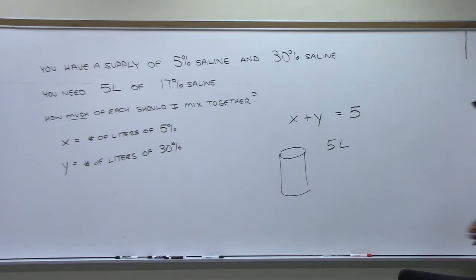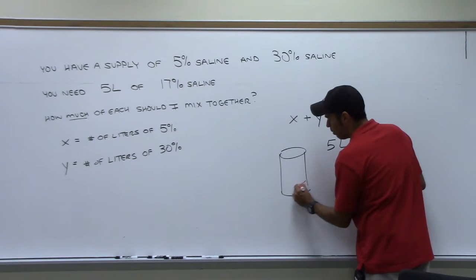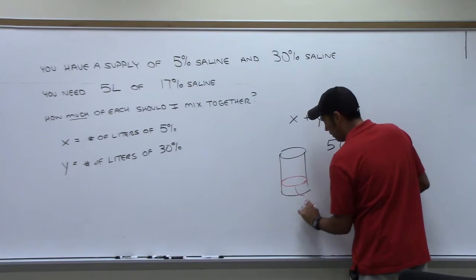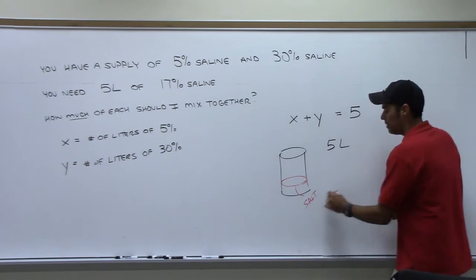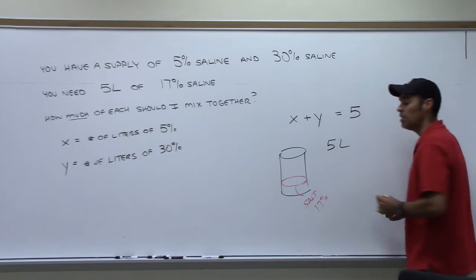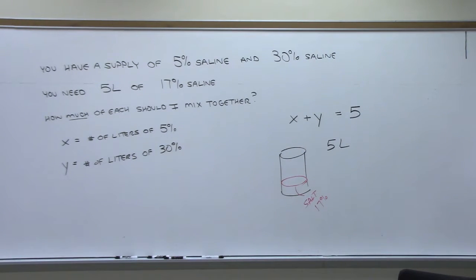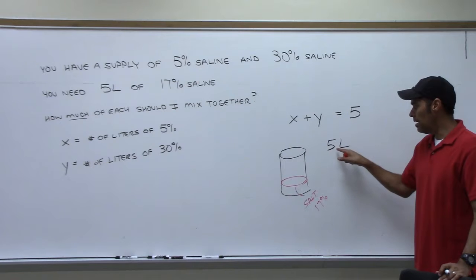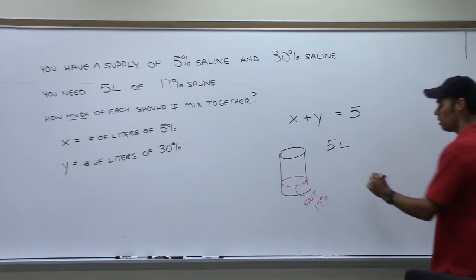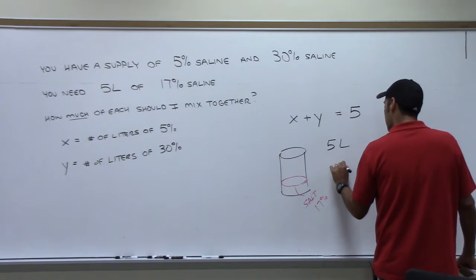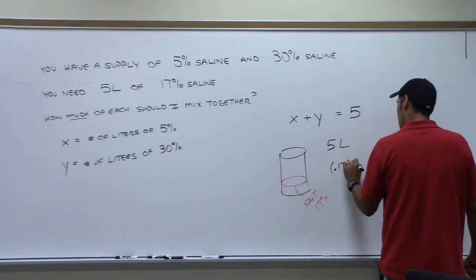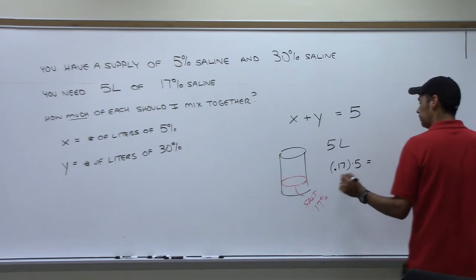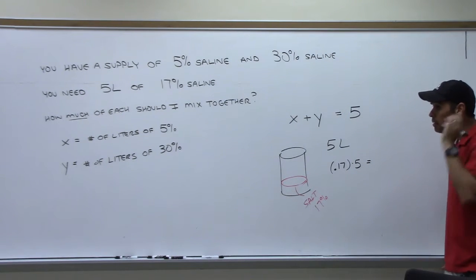17%, right? So if I were to come in here and separate the salt, it's 17%. So can you tell me how many liters of salt you have? How would you do that? How could you tell me 17% of this is salt? So you're going to do 0.17 times 5, which is, what is it? 0.85?